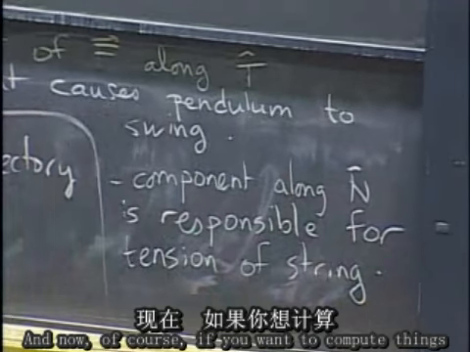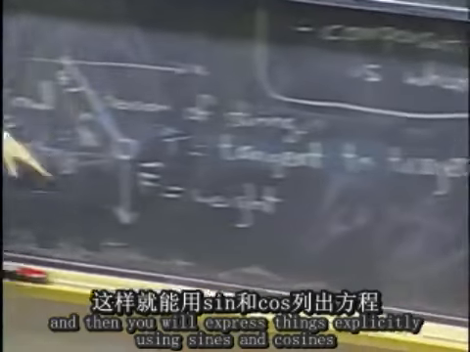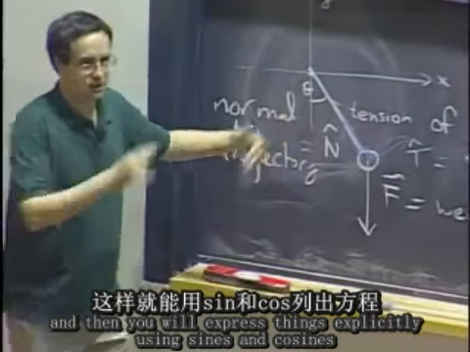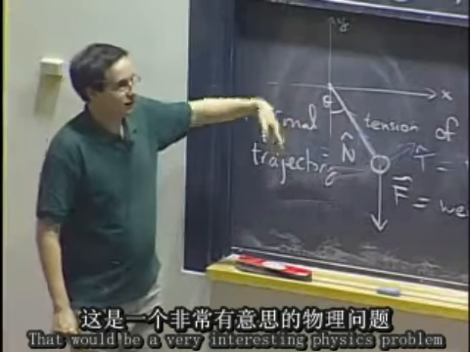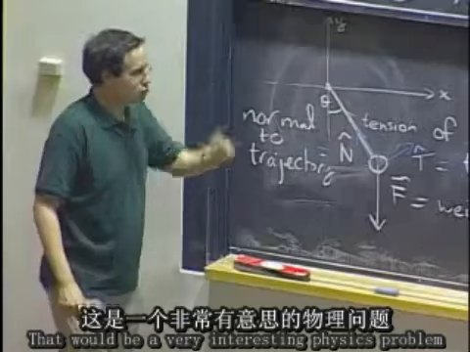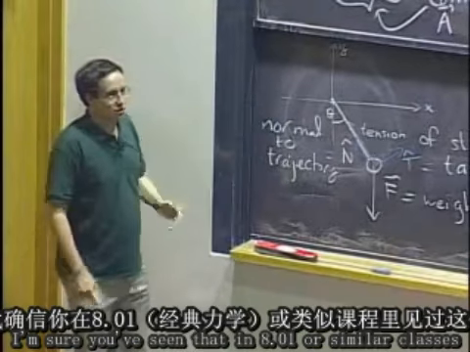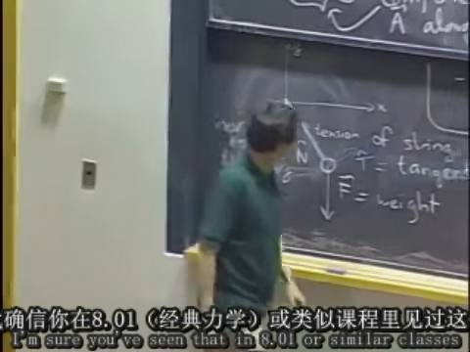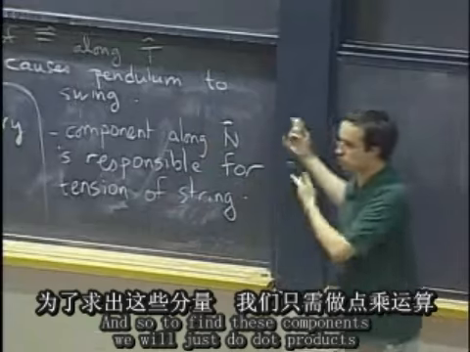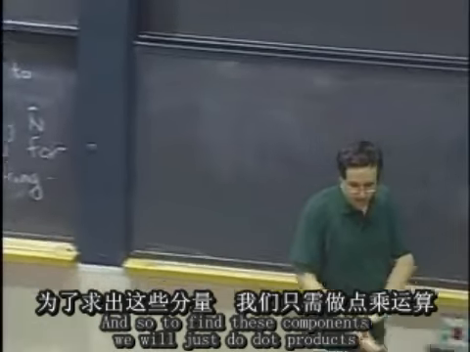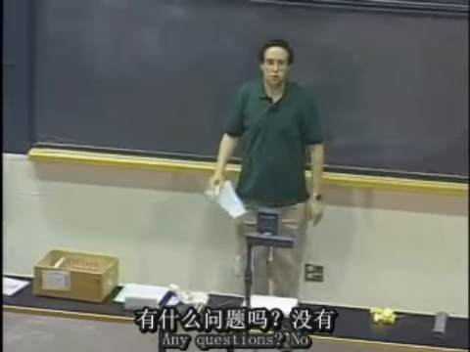And now, of course, if you want to compute things, well, maybe you will call this angle theta, and then you will express things explicitly using sines and cosines, and you will solve for the equations of motion. Okay, that would be a very interesting physics problem, but to save time, we're not going to do it. I'm sure you've seen that in 801 or similar classes. And so to find these components, we would just do dot product. Okay, any questions?